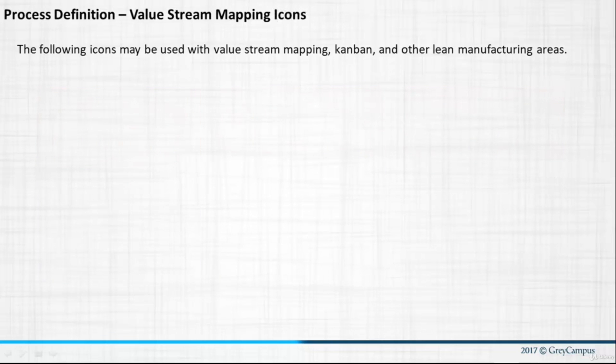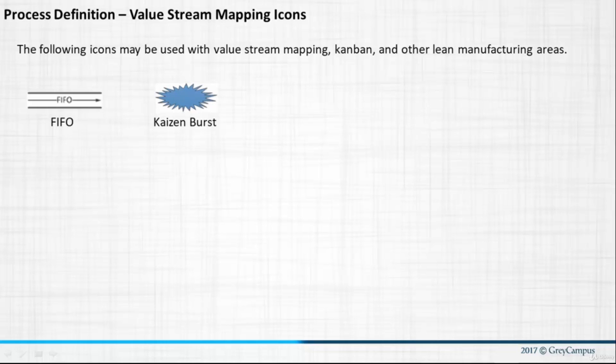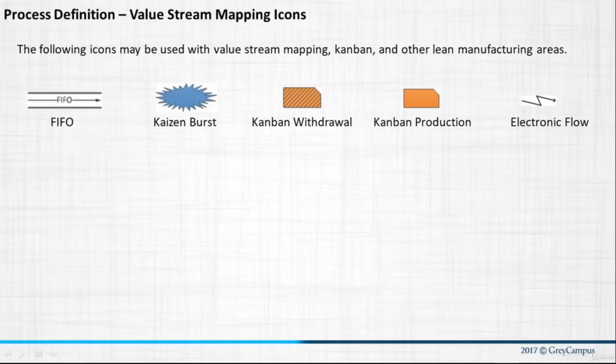There's standard nomenclature and symbology associated with value stream maps. FIFO is first in, first out. Kaizen means continuous improvement or small incremental improvements. So we would use a Kaizen burst in an area that we know that we can make improvements or need to make improvements. Kanbans are signals that help to manage inventory. The electronic flow of information is used with a skinny lightning bolt arrow.